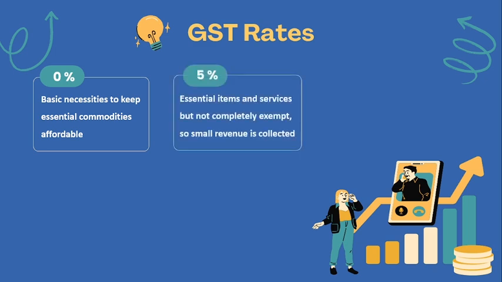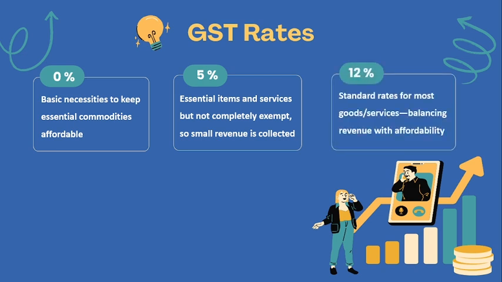The next rate is 5%. It is charged on essential items and services but not completely exempt, so small revenue is collected. Some examples are tea, sugar, spices, metro transport, and rail transport. Next rate is 12%. It is a standard rate for most goods and services, balancing revenue with affordability. Some examples are processed foods, fruit juices, jams, business class hotels, mobile phones, etc.